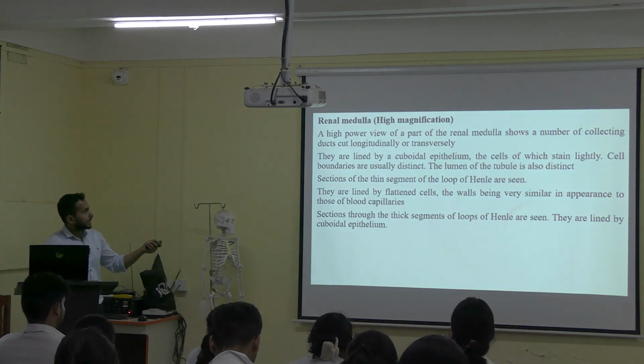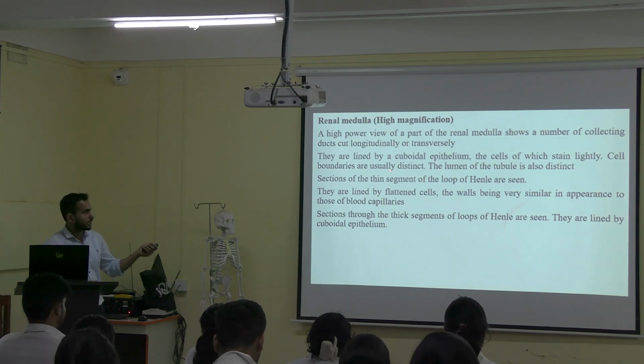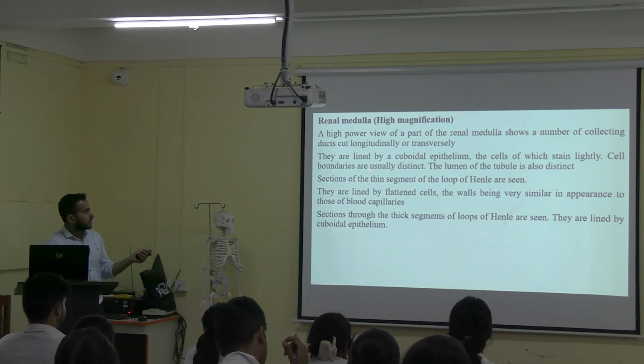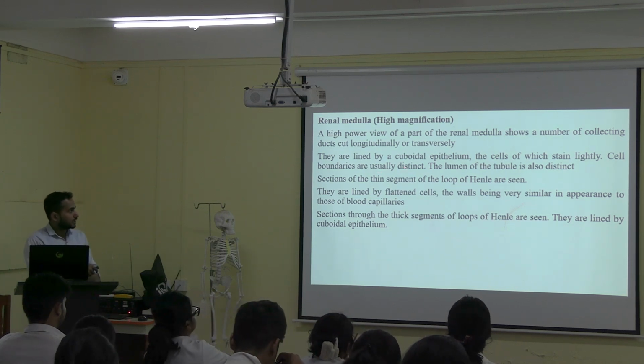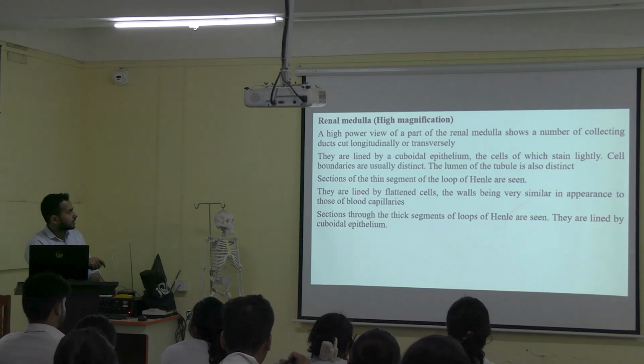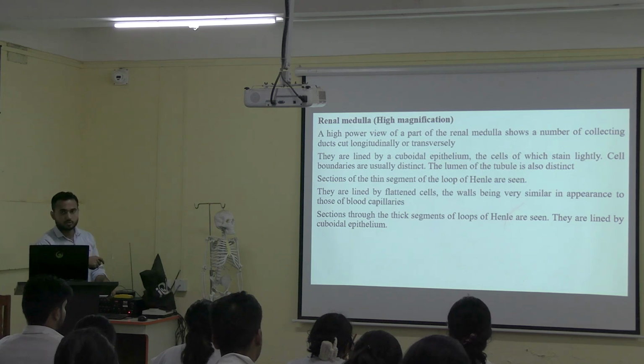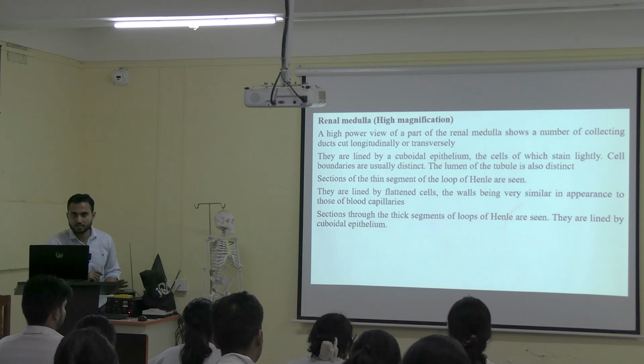Now in renal medulla under high magnification, what can you expect? First of all, the renal medulla shows a number of collecting ducts. They will be present either longitudinally or transversely. The lining epithelium can also be seen easily, which is cuboidal epithelium. The boundaries will be distinct, unlike in the DCT. Now the sections of the thin segment of the loop of Henle can also be seen. These thin segments are lined by flattened epithelium. So flattened epithelium and cuboidal epithelium can be identified easily.